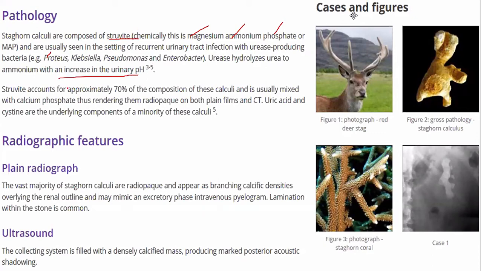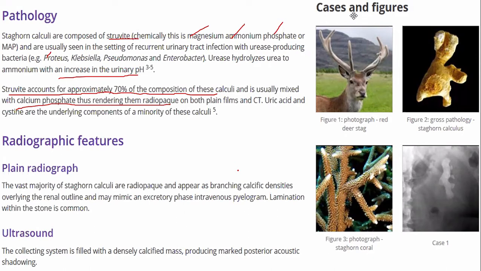So struvite accounts for approximately 70% of the composition of this calculi and is usually mixed with calcium phosphate. So the majority of the struvite stones, or the MAP, are actually opaque, because they are usually mixed with calcium phosphate. However, in very few instances, uric acid and cysteine are underlying components of the minority of this calculi. That's why sometimes they cannot be seen, although the majority can be seen because usually they are coated with calcium.